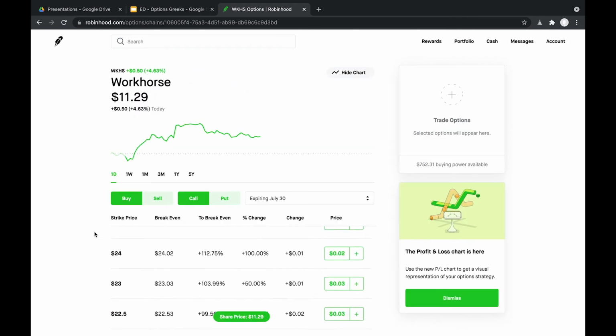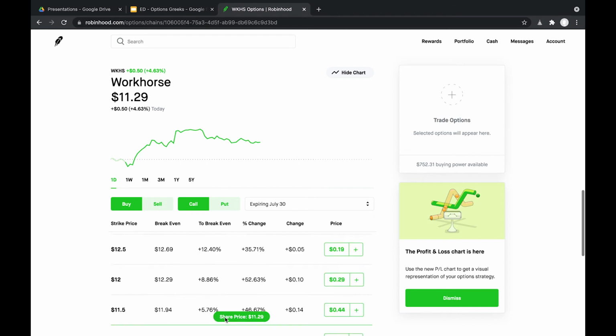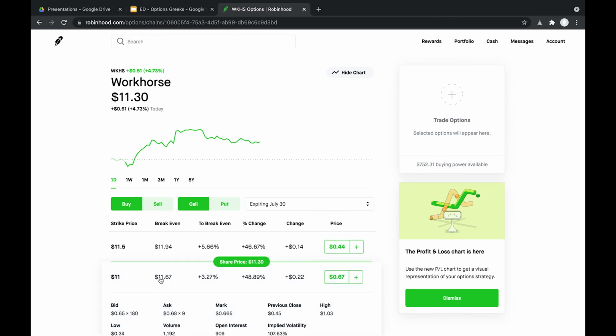If we go to Workhorse options, you click on the Workhorse options, and I'm only showing you as an example of where to find the Greeks here. So let's get a higher priced option, let's say right here. We click on this option. Let's just say this is the $11 call expiring July 30th.